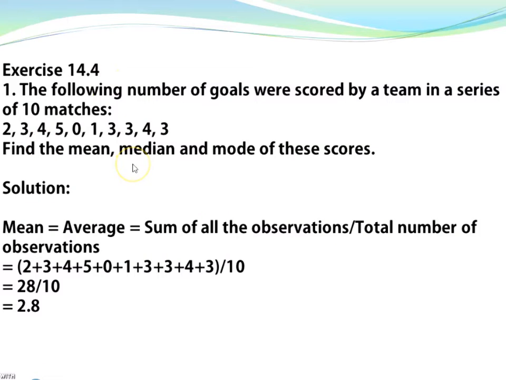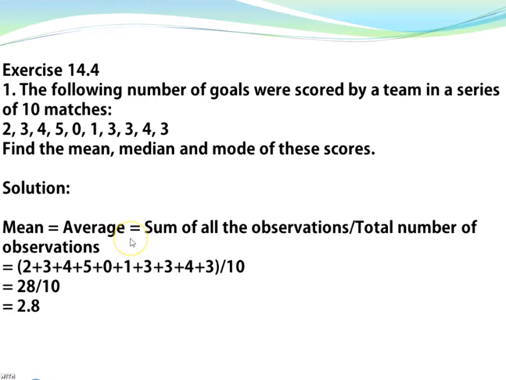So the first question of exercise 14.4. The following number of goals were scored by a team in a series of 10 matches. So 10 matches, these are the number of goals. So first match 2 goals, second match 3 goals and so on. Like this data is recorded for 10 matches. Now you have to find mean, median and mode for these scores.